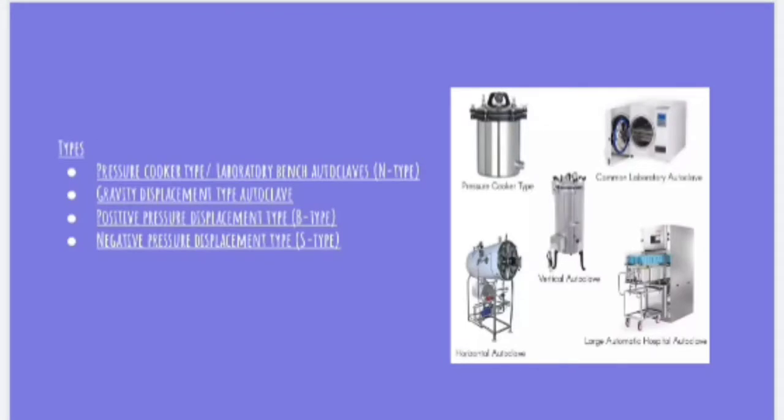Negative pressure displacement type or S type of autoclave. It is another type of autoclave which contains both the steam generator as well as vacuum generator. Here, the vacuum generator pulls out all the air from inside the autoclave, while the steam generator creates steam. The steam is then passed into the autoclave. This is the most recommended type of autoclave as it is very accurate and achieves a high sterility assurance level. This is also the most expensive type of autoclave.